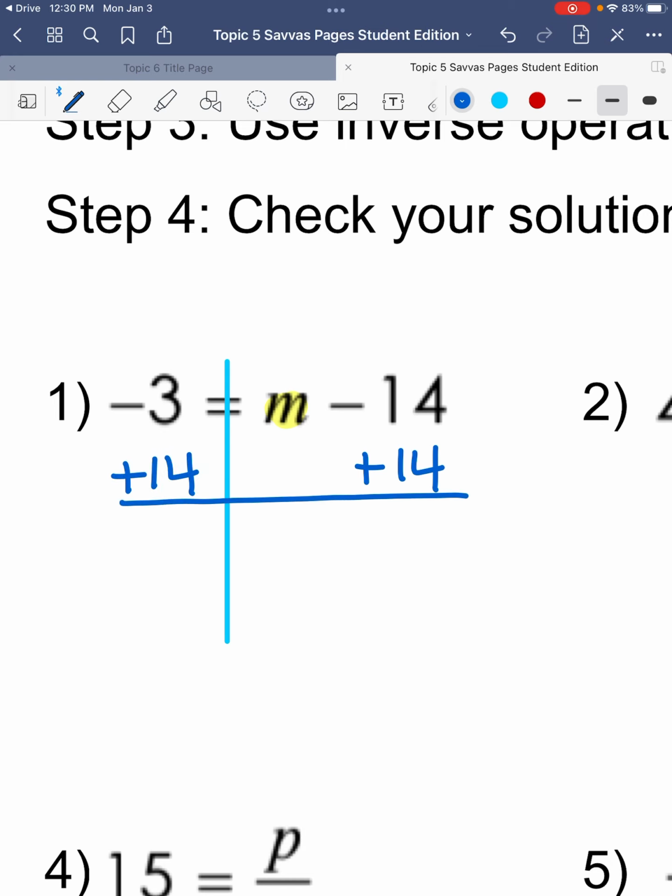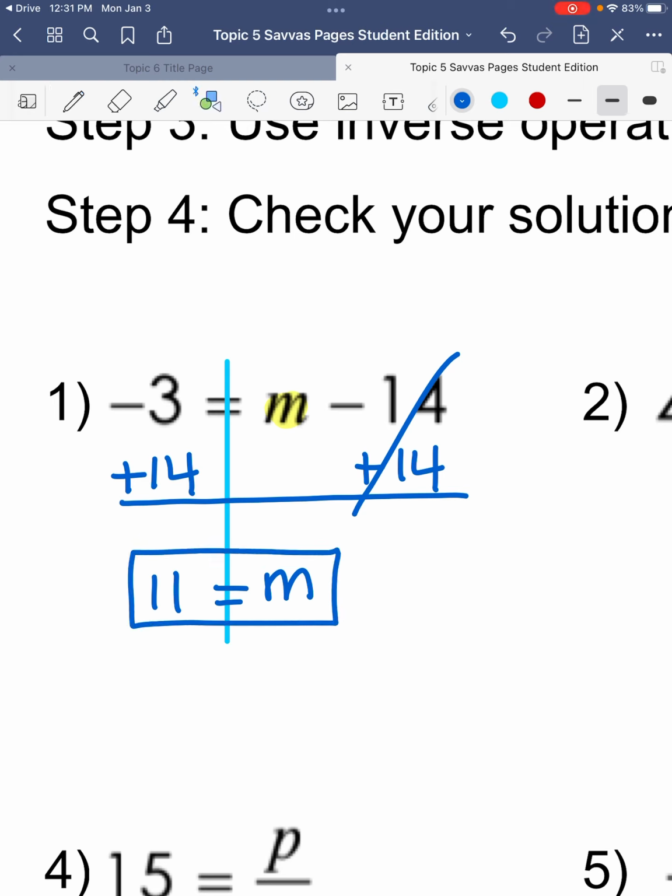Okay, so let's talk about the side with the m. -14 plus 14, well, that's just 0, so that cancels out. And I'm left with m, and m is by itself. That's what I want. So now let's talk about the left-hand side. -3 plus 14. Those are two integers that have different signs, so I'm really going to subtract. 14 minus 3 is 11. And I keep the sign of my bigger number so I know it's positive. So 11 equals m is my answer.